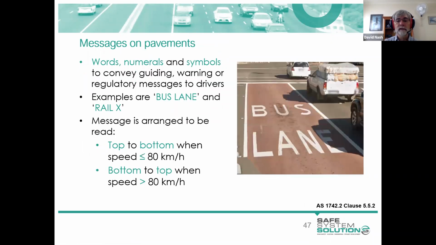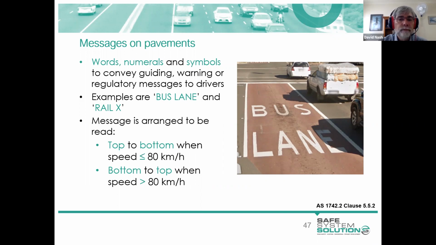Messages on pavements. So words, numerals and symbols can be used on the pavement to guide and warn and regulate the drivers. So bus lane is an example, and that is regulatory. Rail X is another example, but that's not regulatory. That's just warning you that there's a rail crossing coming up.